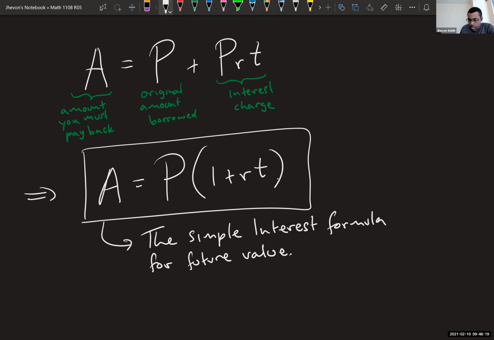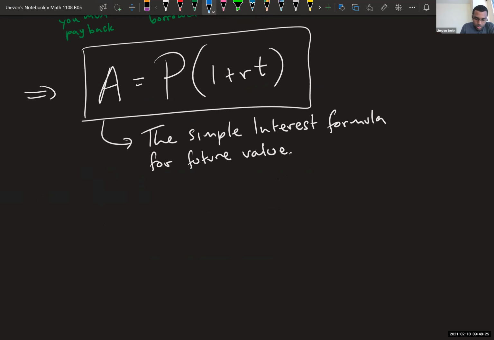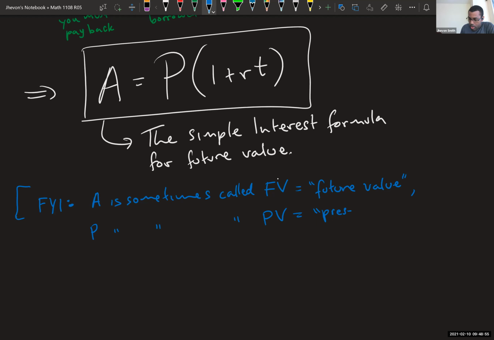For future value. Which I think I should mention, FYI, A is sometimes called FV, which stands for future value, the amount you have to pay back in the future, or the amount the money is worth in the future. And P is sometimes called PV, or present value, the amount you have now, what the money is worth now, the amount you want to borrow now in the present.